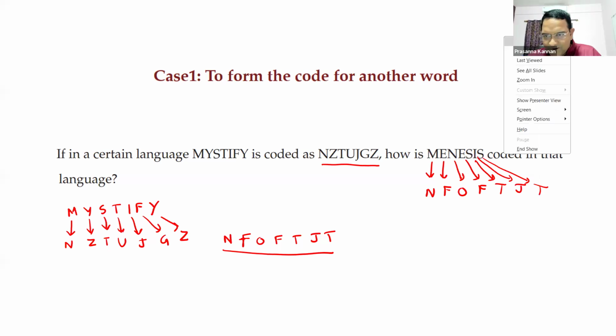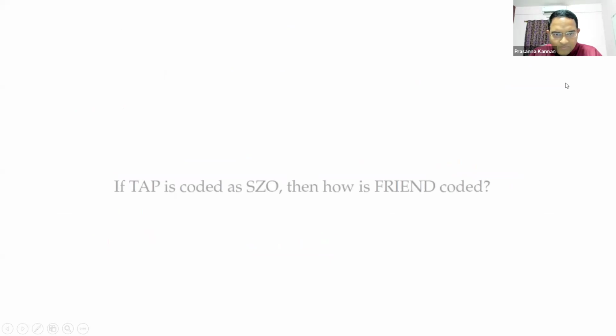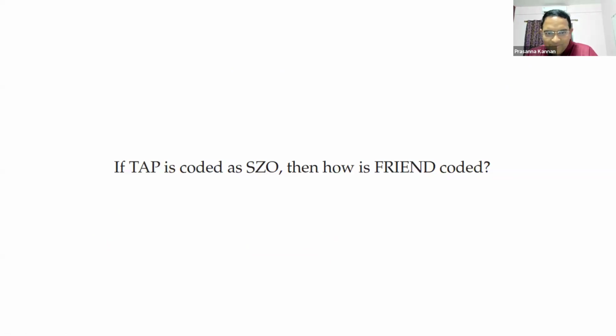Okay, let's move on to the next one, shall we? I'm sure you will answer this. If TAP is coded as SZO, then how is FRIEND coded?